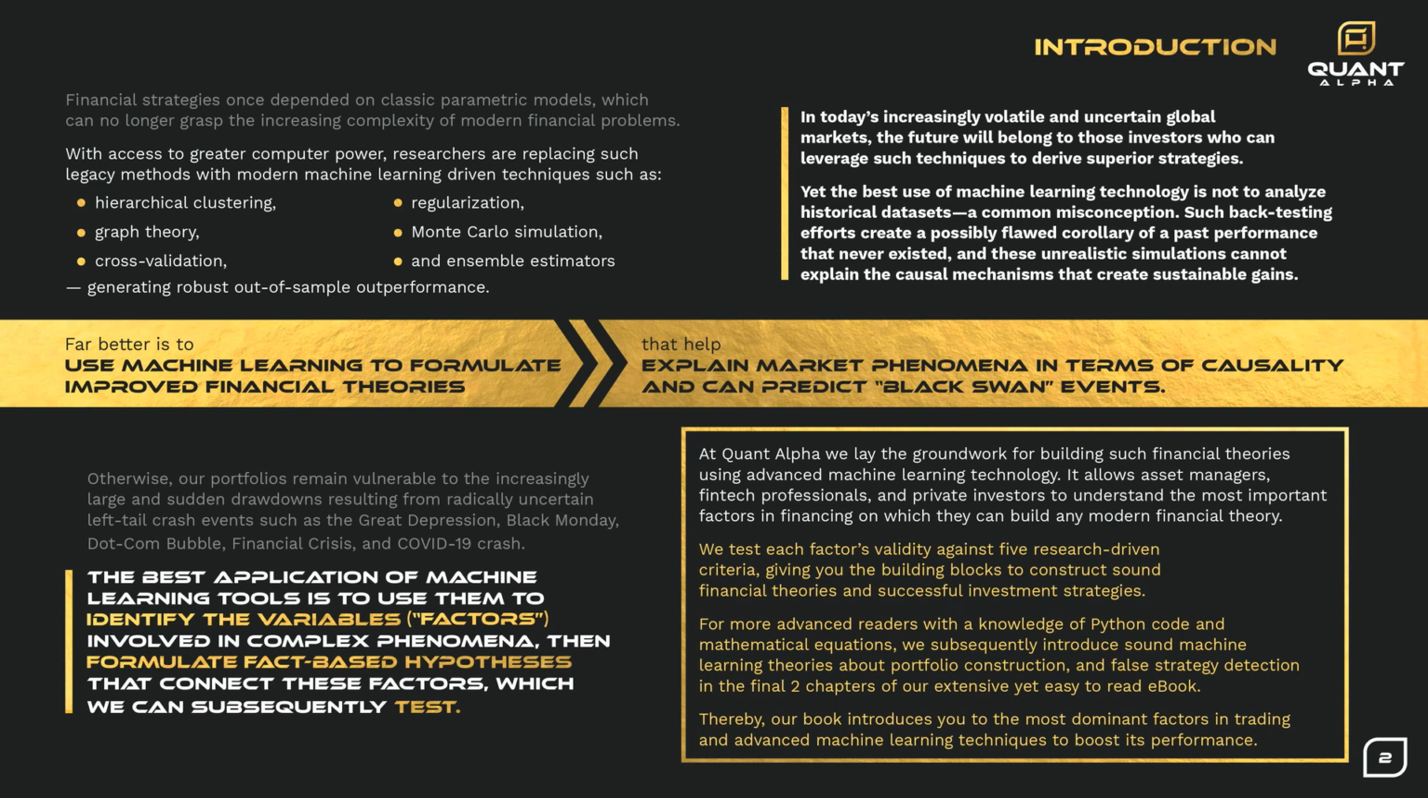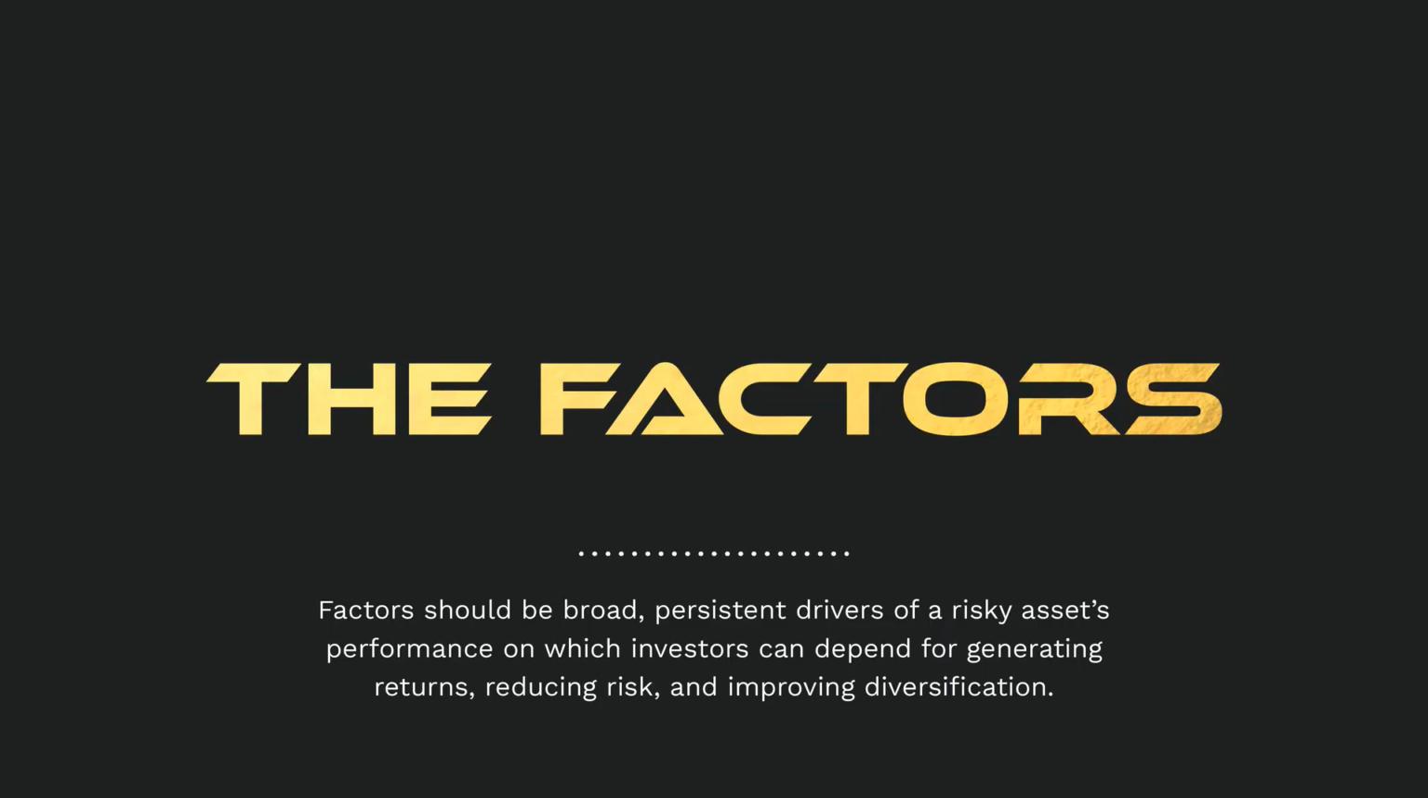We test each factor's validity against 5 research-driven criteria, giving you the building blocks to construct sound financial theories and successful investment strategies. For more advanced readers with a knowledge of Python code and mathematical equations, we subsequently introduce sound machine learning theories about portfolio construction and false strategy detection in the final 2 chapters of our extensive yet easy-to-read ebook. Thereby, our book introduces you to the most dominant factors in trading and advanced machine learning techniques to boost its performance.